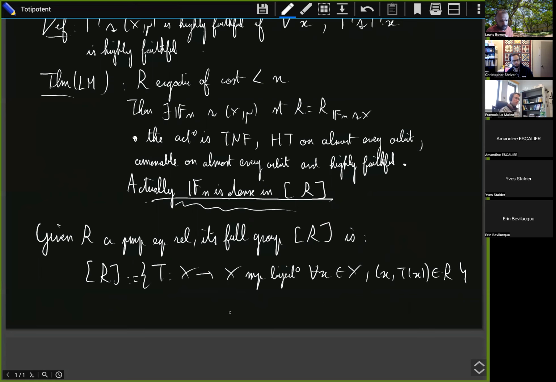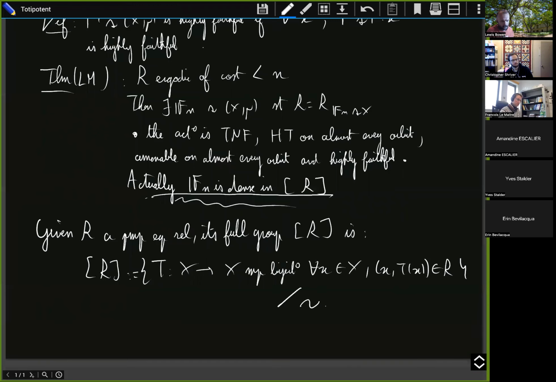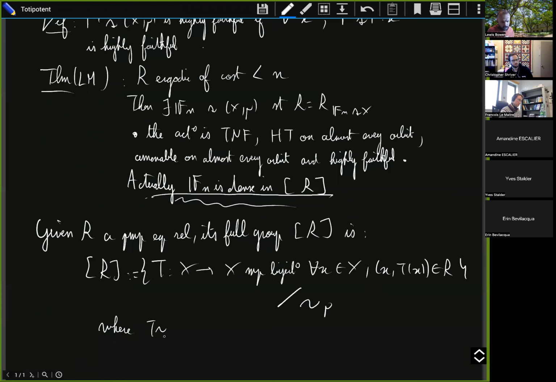And really, for this group to be separable, you need actually to look at things up to measure 0. So you quotient out by this, where T is equivalent to T prime if the measure of the points where they differ is equal to 0.